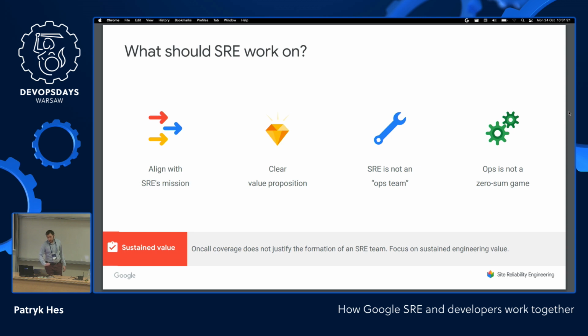Right. So now if you know that you need the support of an SRE team for your dev project, what should you do? How should you assign the tasks to the SREs? What should they be working on? So first of all, the things that SREs should do should be primarily aligned with the SRE mission. So it's not up to the devs to tell them what to do.